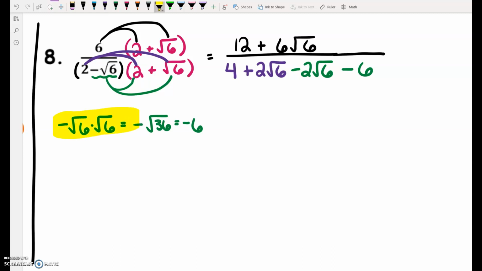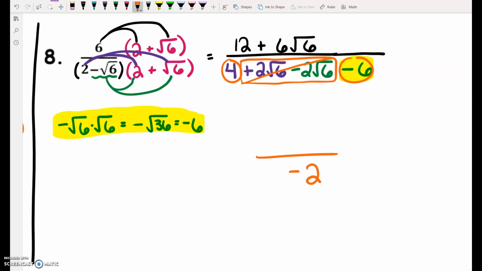So this right here is an explanation of where this number came from. Okay, your middle terms. The reason that we multiply by the conjugate is that by multiplying by the conjugate, we're really creating a difference of two squares situation where the middle terms are always going to cancel each other out. You'll have a positive 2 square root of 6 and a negative 2 square root of 6. So all we have left in the denominator is 4 and minus 6. 4 and minus 6 is negative 2.